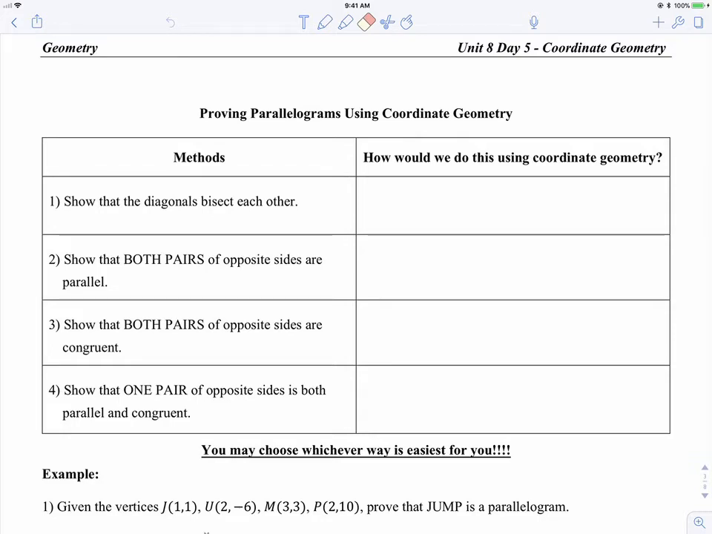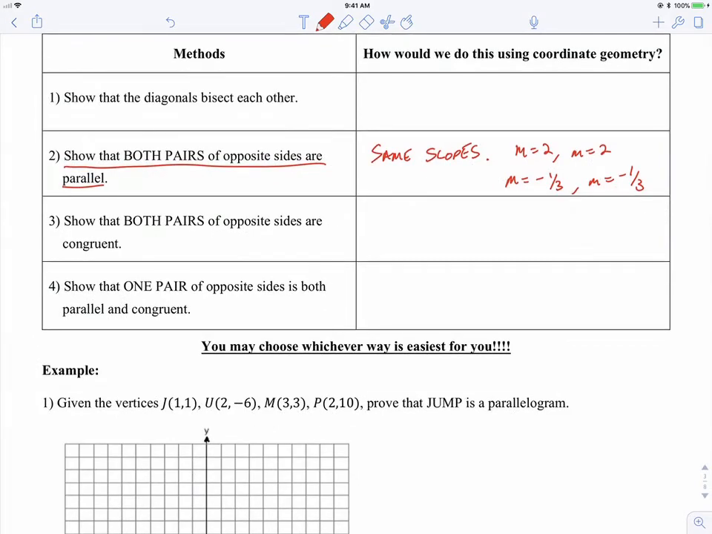The definition of a parallelogram is to show that both pairs of opposite sides are parallel. So how would we use this? If we want to show 2 sides are parallel, they should have the same slopes, and there should be 2 sets. One set of parallel sides might have a slope of 2 and a slope of 2, and the other might have a slope of -1/3 and a slope of -1/3. There should be 2 equal sets, since we have 2 sets of parallel sides.